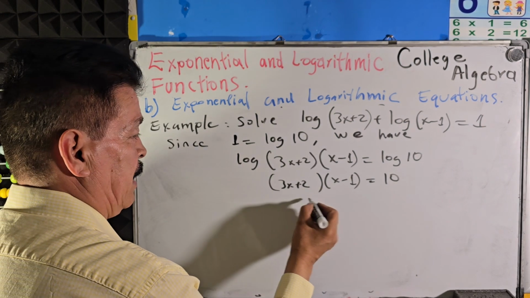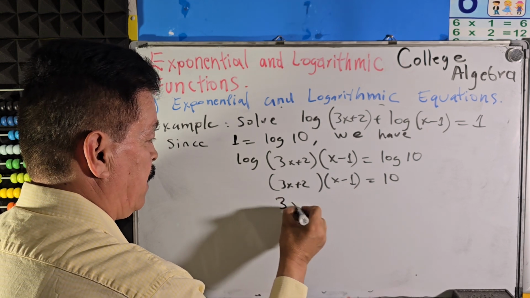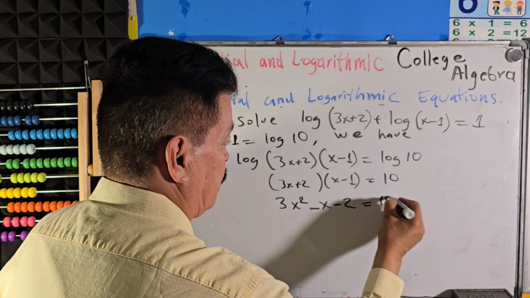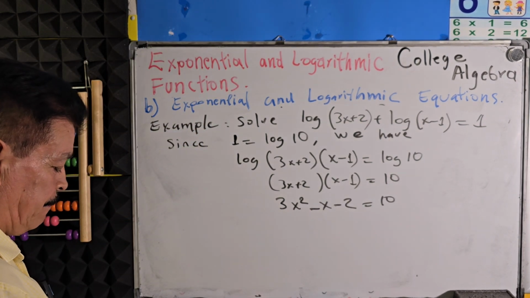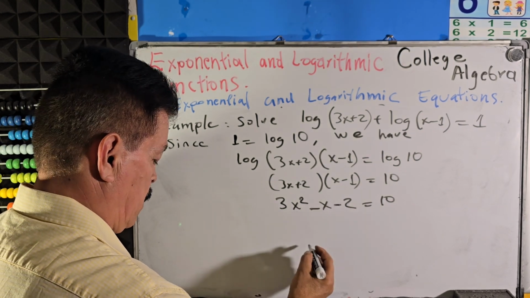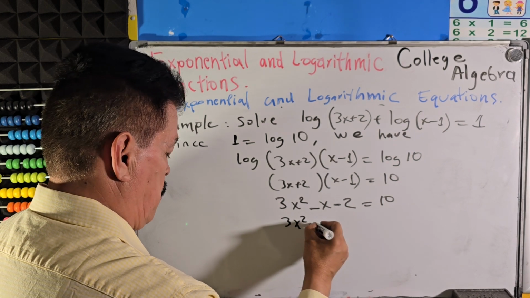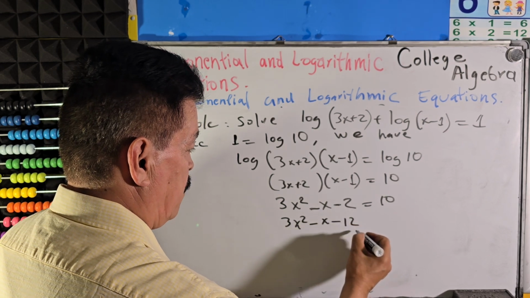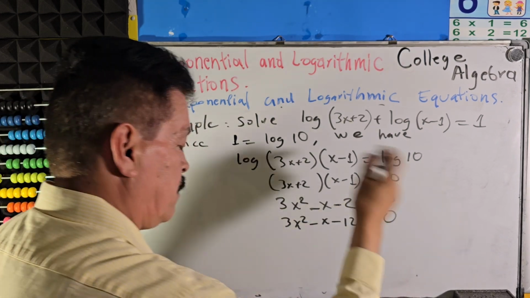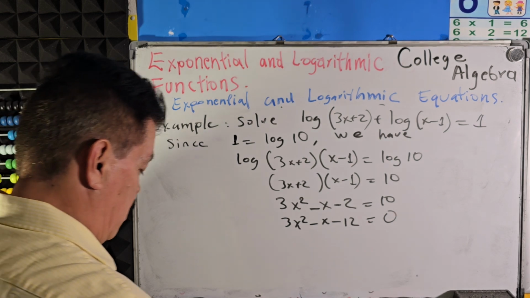It's simple. Now you multiply these two binomials, we will have 3x to the second power minus x minus 2 equals 10. Yeah? So now continue: 3x to the second power minus x minus 12 equals 0. I move 10 to the left side, right? Negative 2, this is positive, you move it over here, it is negative 10. All right?